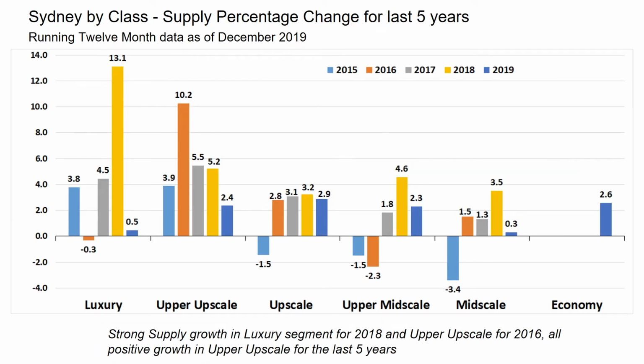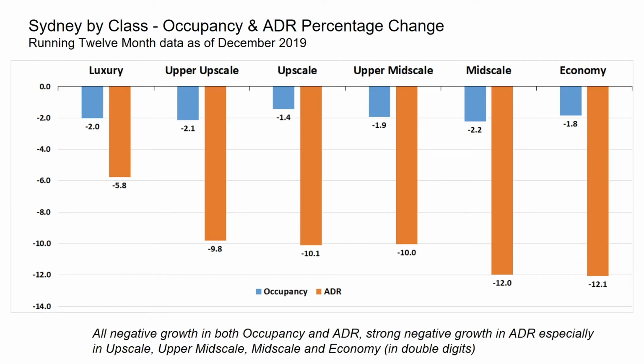This graph shows supply percentage change for the last 5 years, and there is a strong growth in luxury segment in 2018 and upper scale in 2016, both double digits, and upper scale are all in positive growth for the last 5 years. When we look into the occupancy and ADR percentage change, it is interesting to see that all of them are in negative growth range, and especially in ADR, some of them are in double digits negative growth.